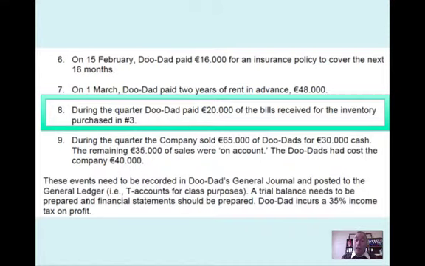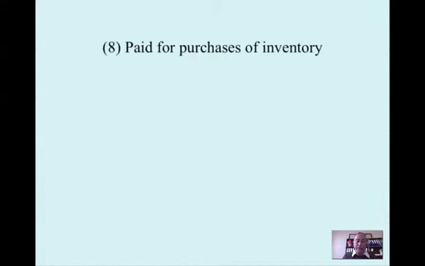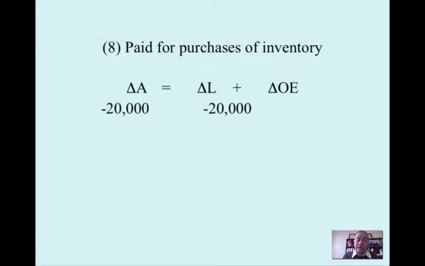Well, we owed these bills already. We had an account payable for that. So what we're going to be doing is reducing our cash by $20,000, and we're reducing our accounts payable by $20,000. Notice the change on both sides is a reduction of $20,000.